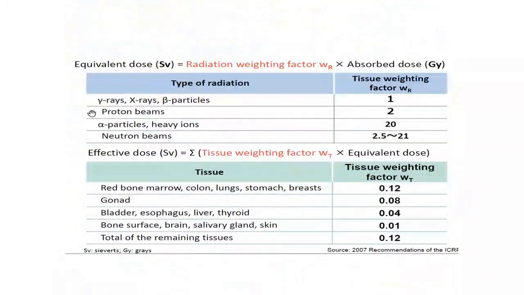The radiation weighting factor is 1 for X-ray, gamma ray, beta particles, and 2 for protons, alpha particles and heavy ions 20, and neutrons ranging from 2.5 to 21 depending on the type of neutrons. There are epithermal, thermal, and fast neutrons, and the effect will vary depending on the type of radiation. There is also a separation based on the type of neutrons that are present.